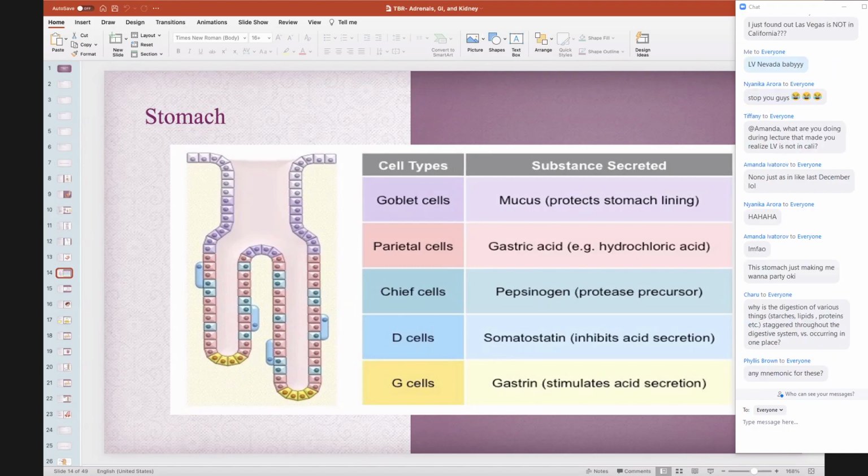But the biggest three types of cells I want you to know are goblet, parietal, and chief cells. If for some reason your brain is at full capacity and you can't remember D and G cells, that is fine, but do know the other three. D and G cells are good to know, but for sure know the other three. I have no mnemonic for these, unfortunately. If someone has a magical mnemonic for these guys, that would be awesome.